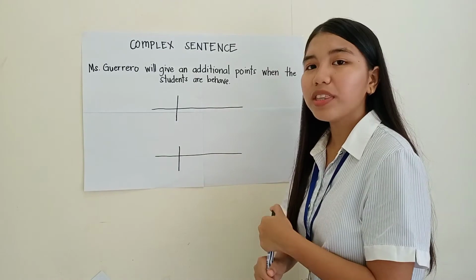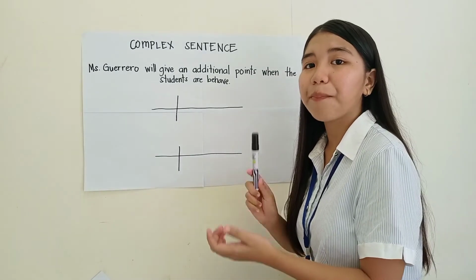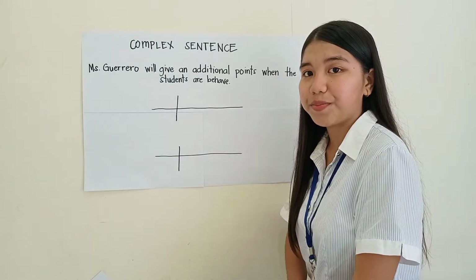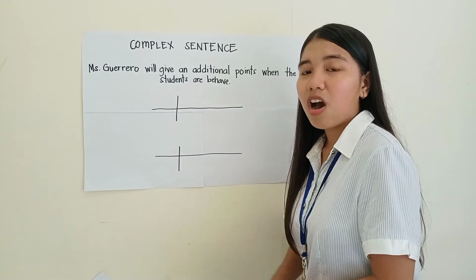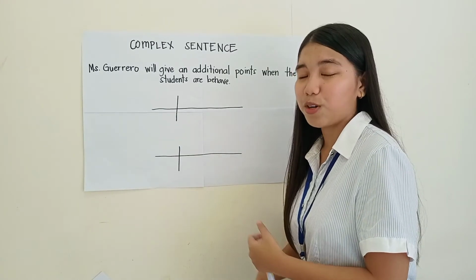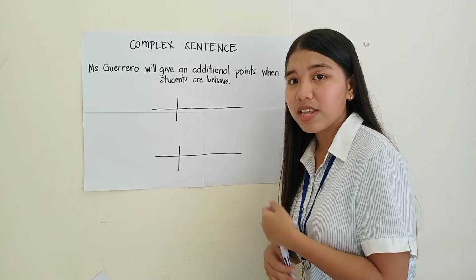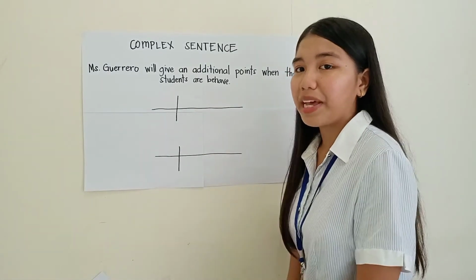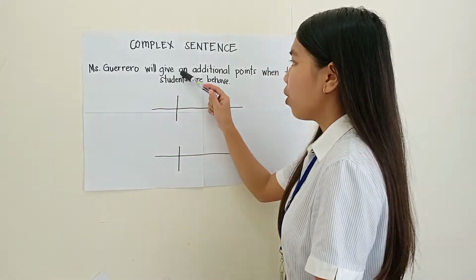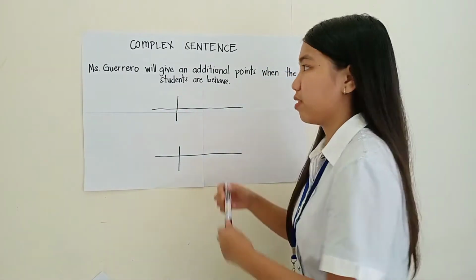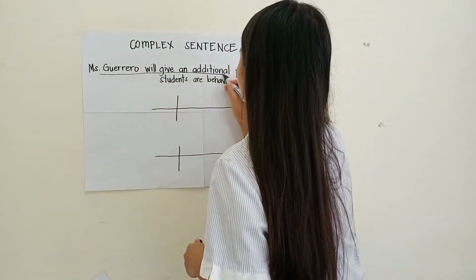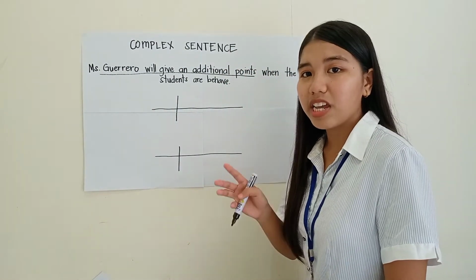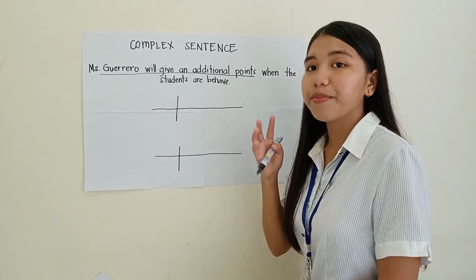And we should examine what is the independent clause and the dependent clause here in the sentence. We all know that independent clauses are words that can stand alone as complete thoughts, while dependent clauses cannot stand alone on their own. Here in the sentence, the independent clause is "Miss Guerrero will give an additional points." And the dependent clause here is "when the students are behaved."